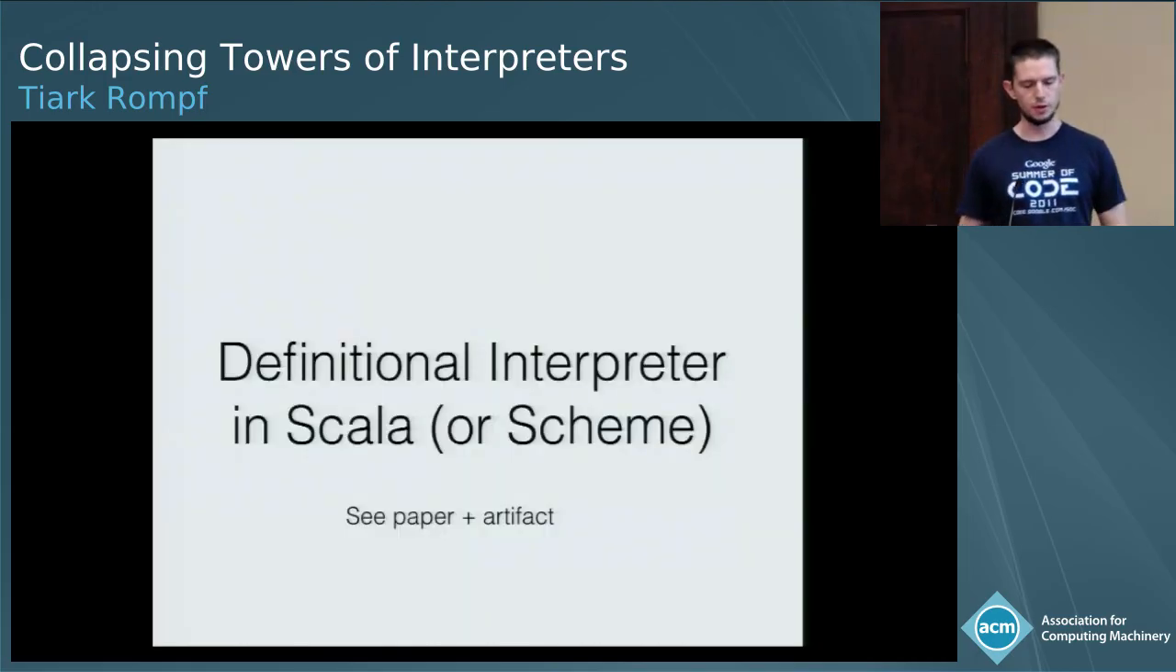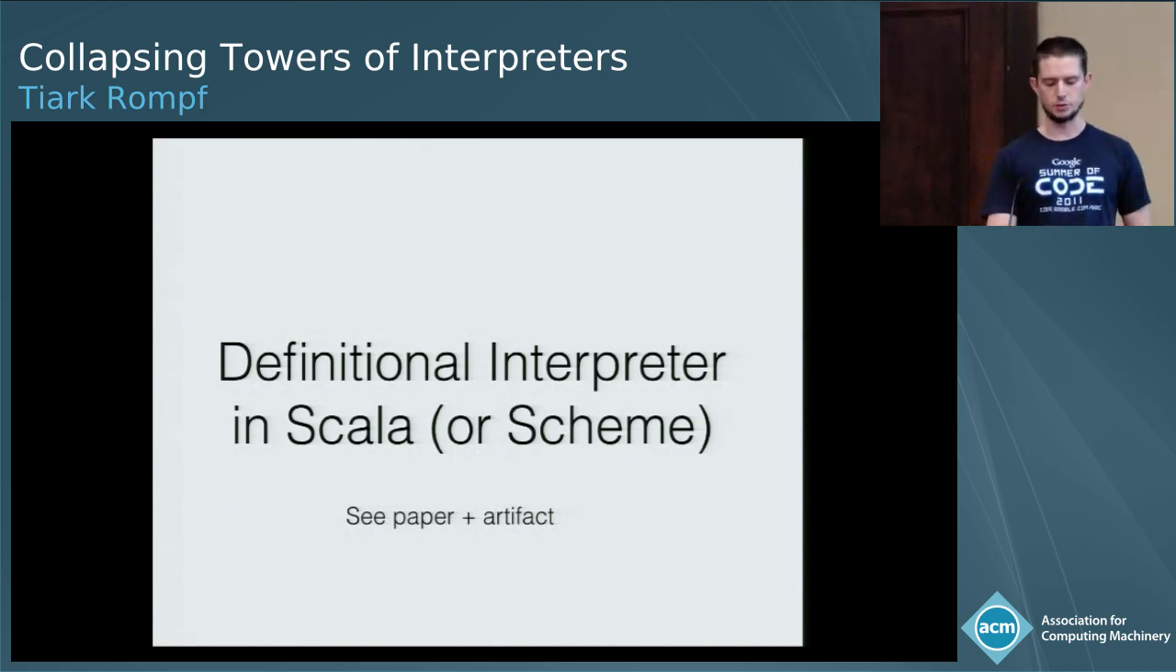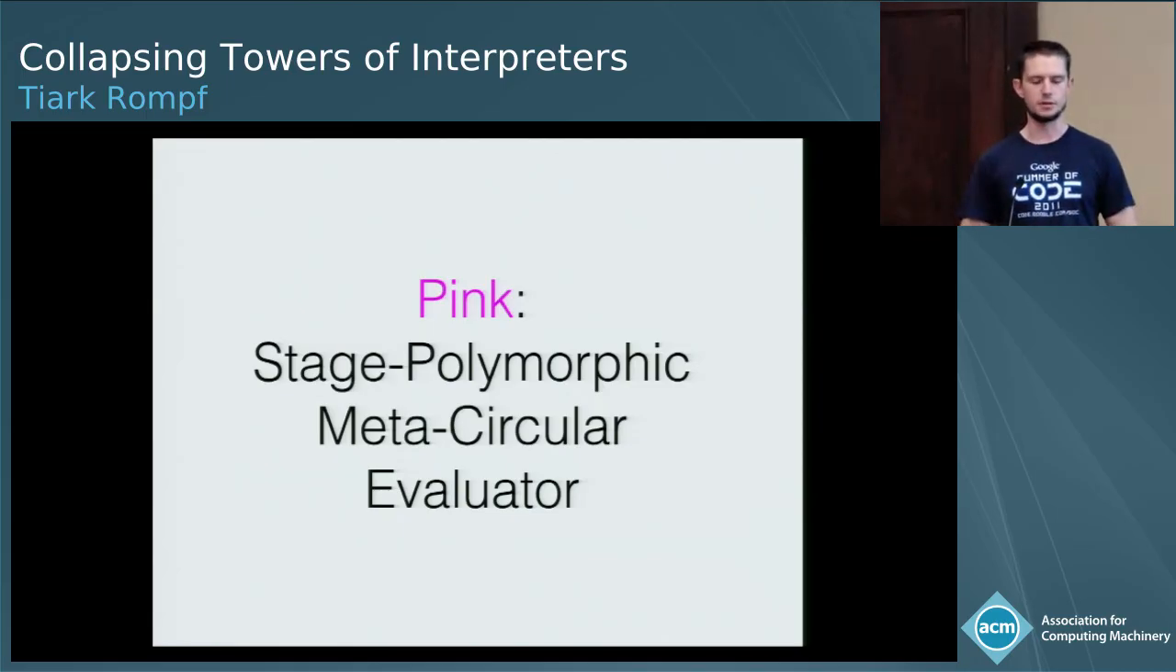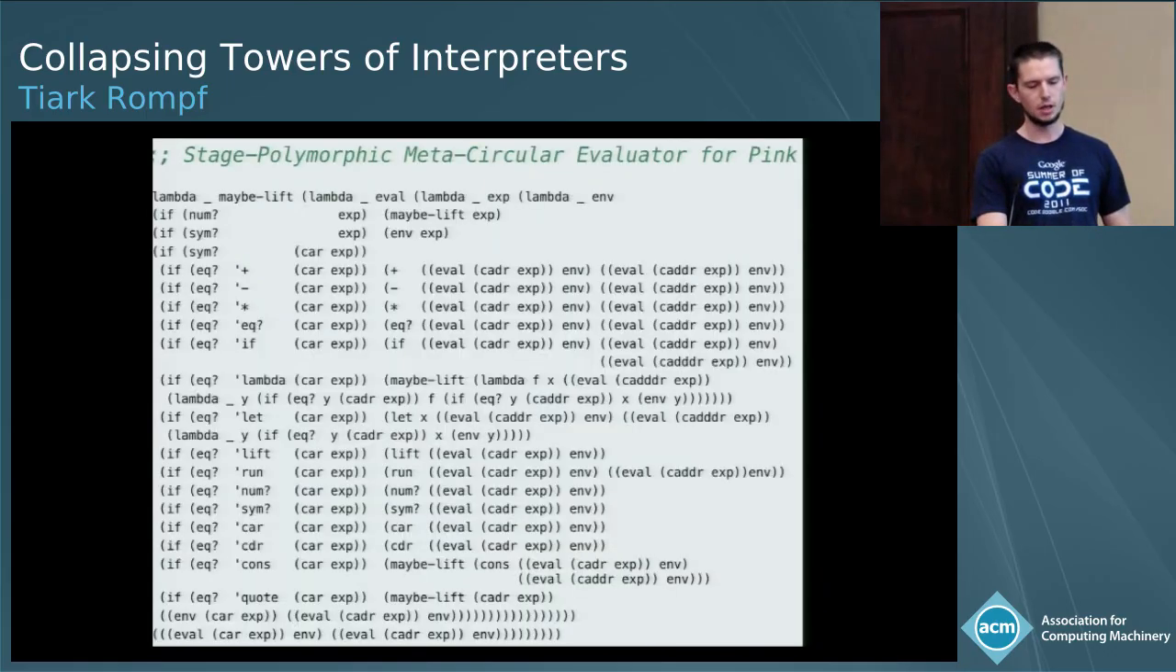Okay, and in the paper and in the artifact, we also have a definitional interpreter, which is more in a big step style and uses mutable state to do the let insertion. Good, so that's our base level, and on top of that, we want to build towers of interpreters, right? So what we have on top of this is a small language that we call pink, just to keep in the tradition of giving color names to reflective languages, and this is a meta-circular interpreter.